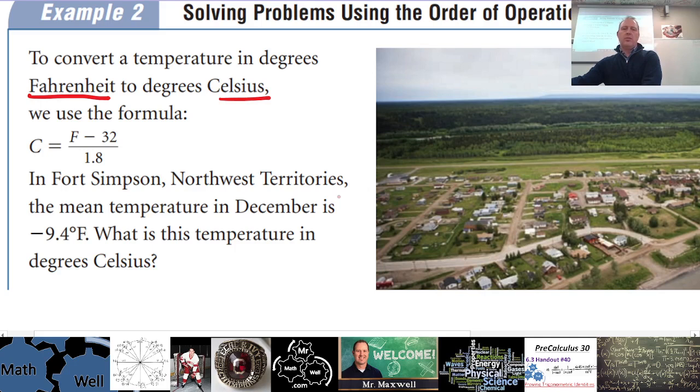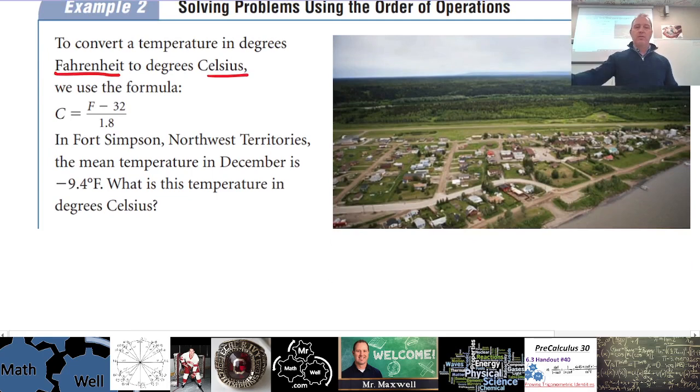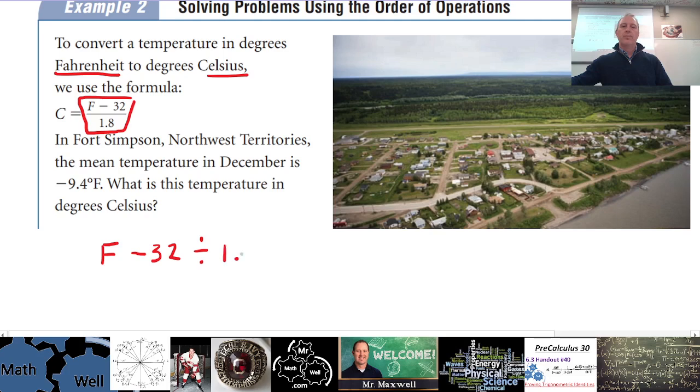In Fort Simpson, Northwest Territories, the mean temperature in December is -9.4 degrees Fahrenheit. What is the temperature in degrees Celsius? So watch very carefully, because this can be confusing. When you have a ratio like this, what you don't do is write it like this. And you say, Mr. Maxwell, why can you not write it like that? That's exactly what it says. Well, it doesn't actually mean this, and I'll show you why.